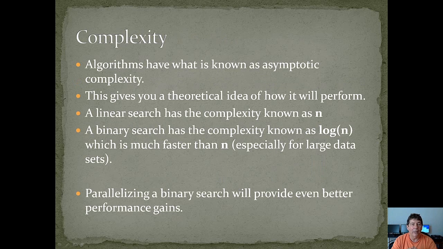So there's this thing in computer science called complexity. Algorithms have what's known as asymptotic complexity. It gives you a theoretical idea of how that algorithm will perform. So a linear search has a complexity known as n, and n stands for the number of items in the list.